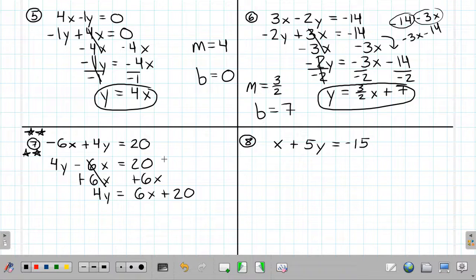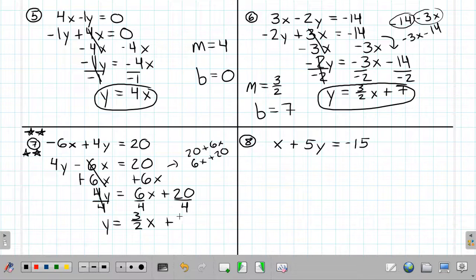If you're getting confused at this point, all I'm doing is taking this 20 plus 6x and rewriting it with the x term first, so you don't have to worry about it. And now all you have to do is divide both terms by 4, which means we get y is equal to 6 over 4, which reduces to 3/2 x, plus 20 divided by 4 is 5. So once again, slope is equal to 3/2, like we got in number 6. But in this case, our y-intercept is 5.